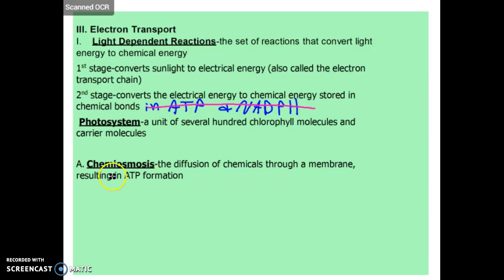And then chemiosmosis is diffusion of chemicals through a membrane. Remember, we talked about what osmosis was, and I'm sure most of you remember that. Osmosis is movement of water through a membrane. But sometimes, as in the process of photosynthesis, other things kind of diffuse through the membrane, and actually it drives the production of ATP formation because there's an enzyme called ATP synthase that exists in that membrane.